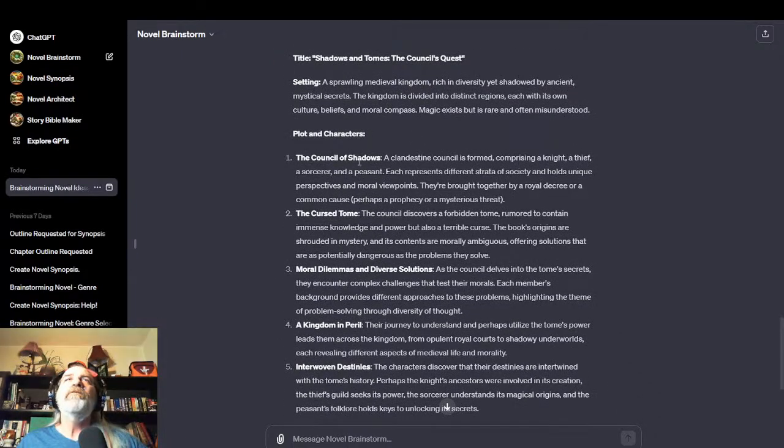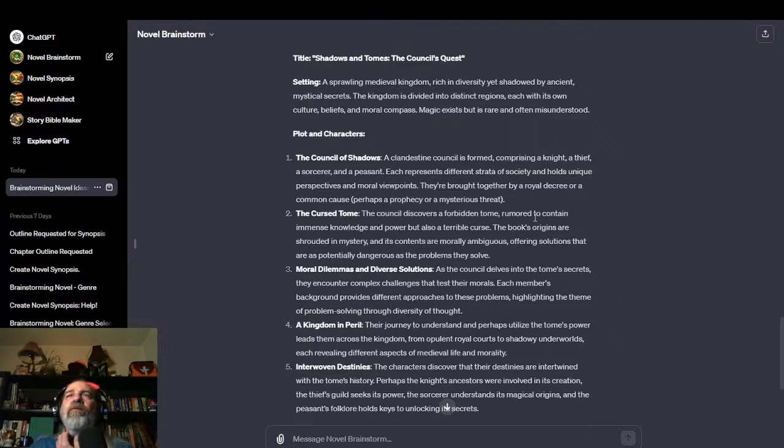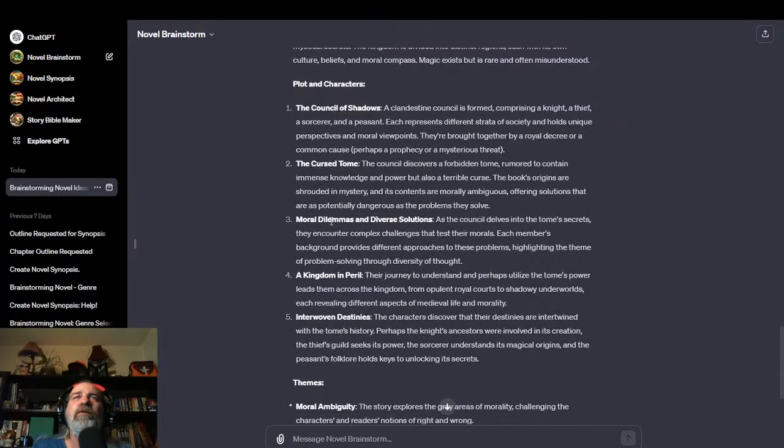Plot and characters. The Council of Shadows. A clandestine council is formed, comprising a knight, a thief, a sorcerer, and a peasant. Each represent different strata of society and hold unique perspectives and moral viewpoints. They're brought together by a royal decree or a common cause, perhaps a prophecy or a mysterious threat. The Cursed Tome. The council discovers a forbidden tome rumored to contain immense knowledge and power, but also a terrible curse. The book's origins are shrouded in mystery, and its contents are morally ambiguous, offering solutions that are as potentially dangerous as the problems they solve. Moral dilemmas and diverse solutions. As the council delves into the tome's secrets, they encounter complex challenges that test their morals.